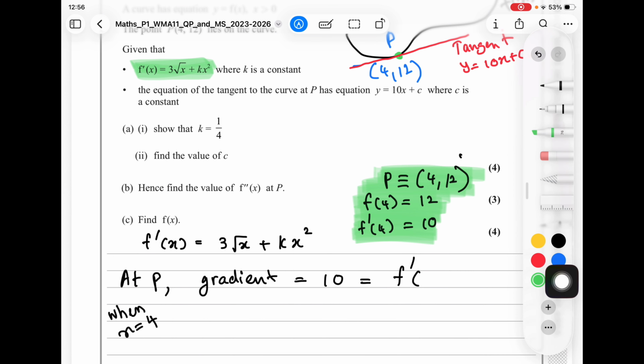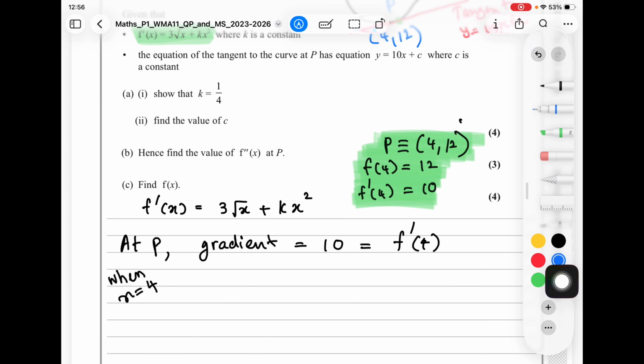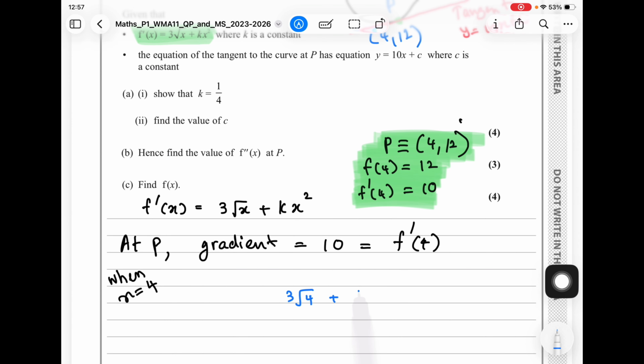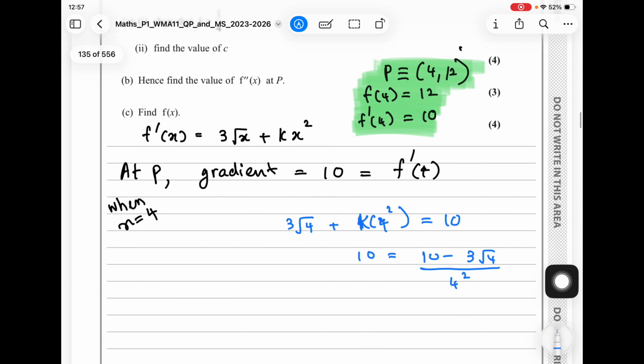So here we can write this. With this one, it is now quite easy. 3√4 + k·4² = 10. So k is (10 − 3√4) divided by 4². So the k value is going to be 1/4. This is how we get the answer.